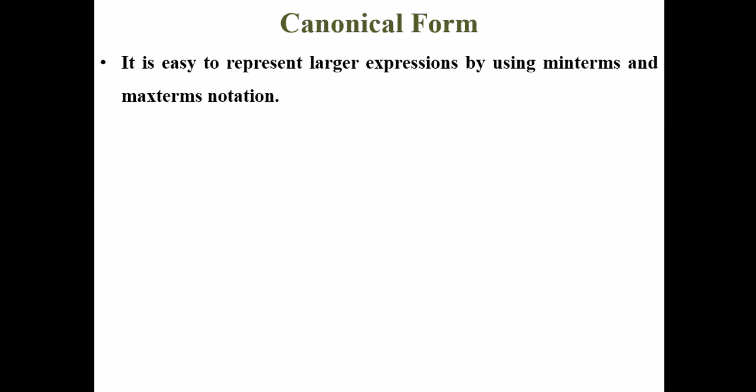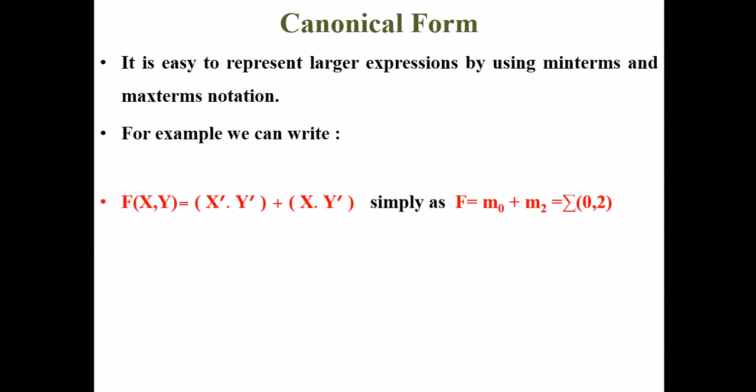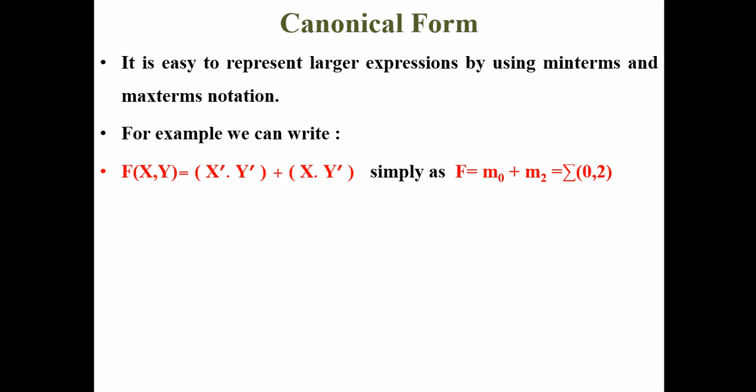Now canonical form. It is easy to represent larger expressions by using minterm and maxterm notation. For example, we can write f of x, y is equal to x complement dot y complement plus x dot y complement simply as summation of 0 and 2.